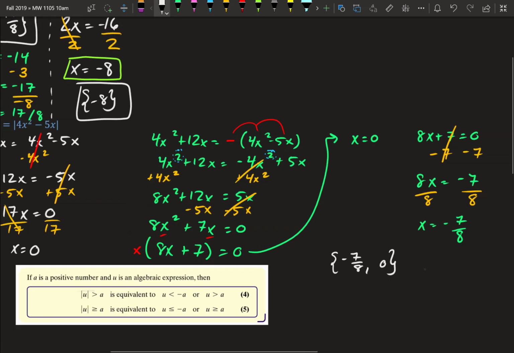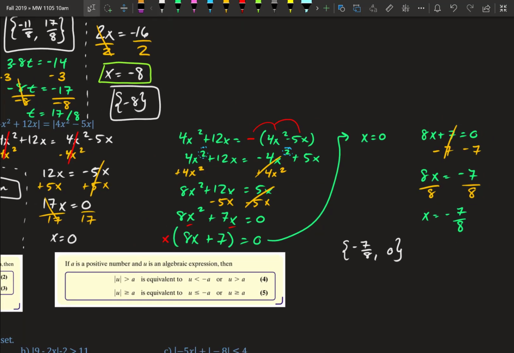We do have two zeros, we do, but we're not going to write them twice because that's redundant. You're not going to write 0, 0. It's already accounted for, so we only write it once. And that is our solution.